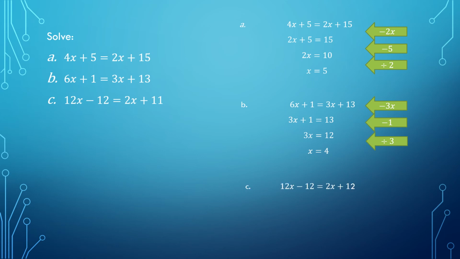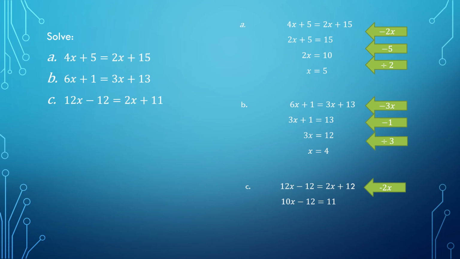And thirdly, we've got 12x minus 12 equals 2x plus 12. Again, same steps. I'm going to sort out my variable bits first. So I'm going to subtract 2x from both sides. And that is going to leave me with 10x minus 12 equals 11.